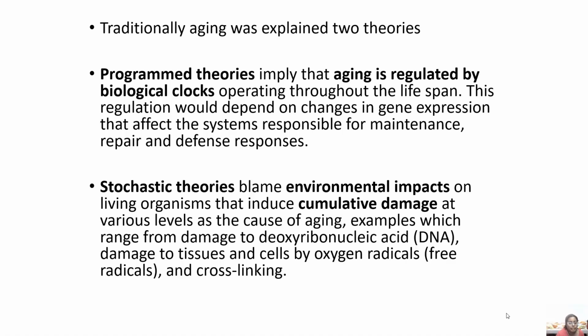Traditionally, aging was explained by two theories. Program theories imply that aging is regulated by biological clocks operating throughout the lifespan. This regulation would depend on changes in gene expression that affect the systems responsible for maintenance, repair, and defense responses. Stochastic theories blame environmental impacts on living organisms that induce cumulative damage at various levels as a cause of aging. Examples range from damage to deoxyribonucleic acid, damage to tissues and cells by oxygen radicals, and cross-linking.